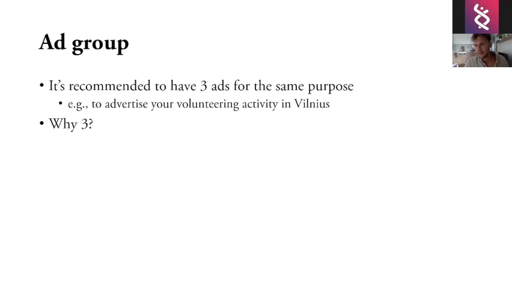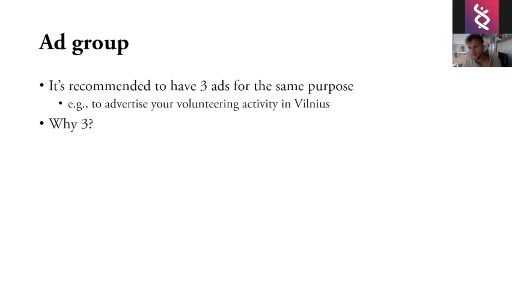An ad group is a group of ads, and usually it's recommended to have 3 ads that are for the same purpose. For example, to advertise your volunteering activity in Vilnius. You make ad 1 for it, ad 2 for it, and ad 3 for it. So you'll have 3 ads all linking to the same activity. And the question is, why is that? Why do you need 3 ads?